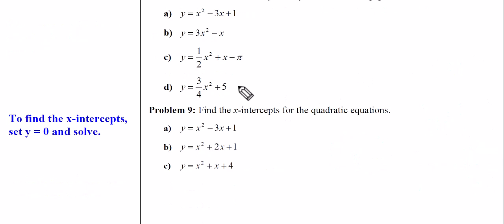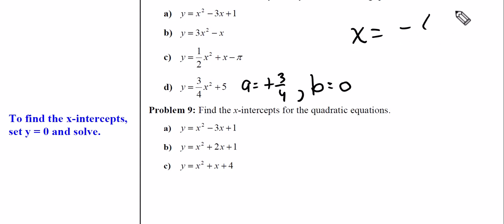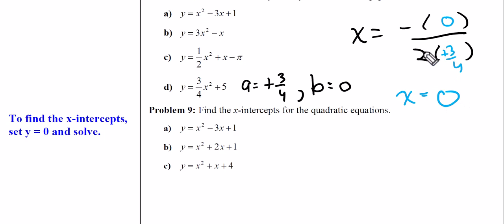What about D? Well, a is positive 3/4. b is 0. I'd like you to think about that. c is positive 5, but we don't need c for the axis of symmetry. b is 0, a is 3/4. It's 0, right? If the numerator is 0, the whole thing is 0.